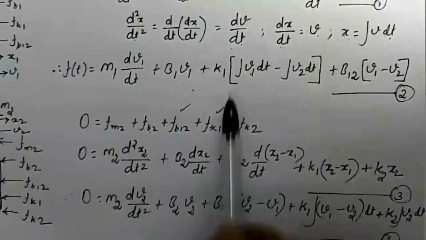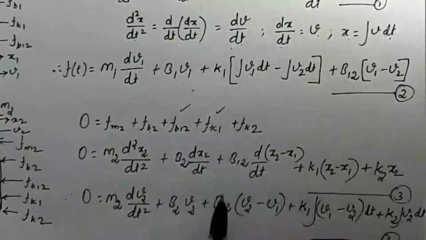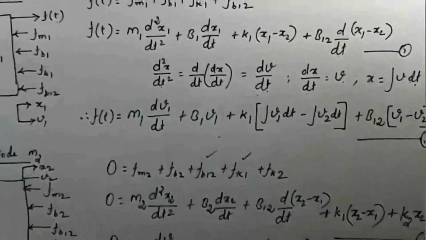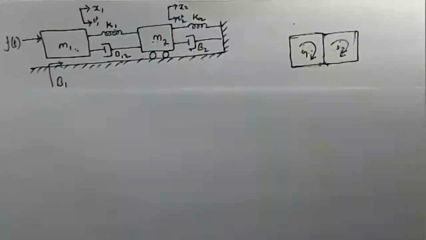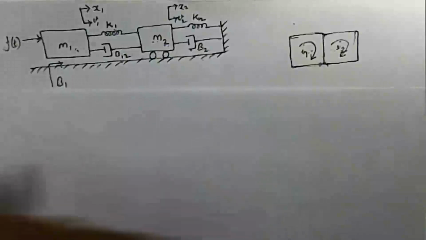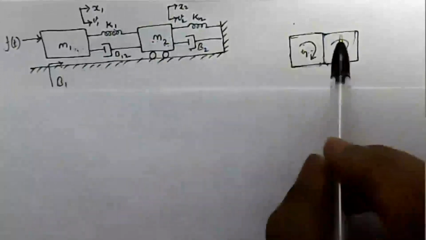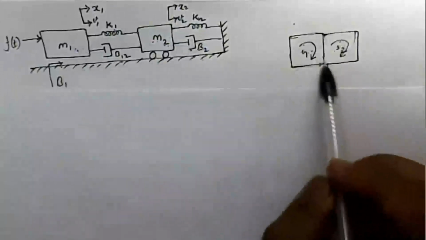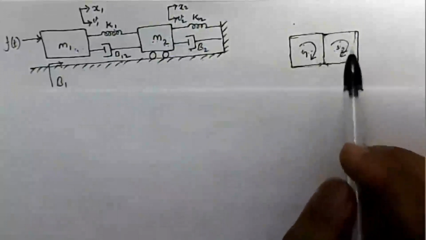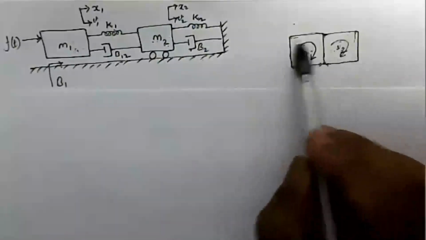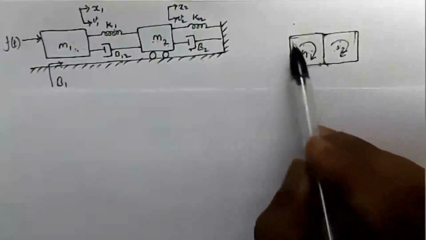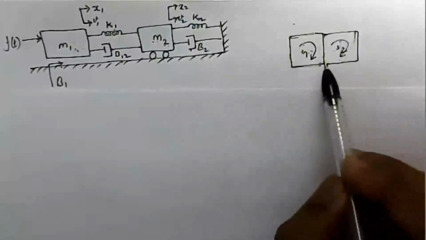Now the differential equations of the mechanical system are over. Now draw the electrical system: the force voltage analogous circuit, then the force current analogous circuit. How to draw this force voltage analogous circuit? The given mechanical system has two nodes. Hence, the force voltage analogous electrical circuit will have two meshes or two loops. Here I mark this as loop 1, this one as loop number 2.